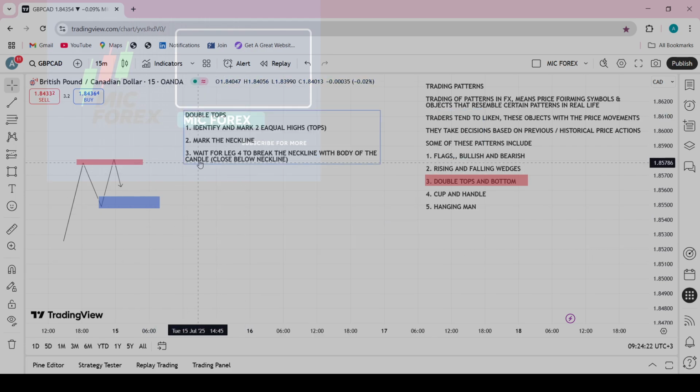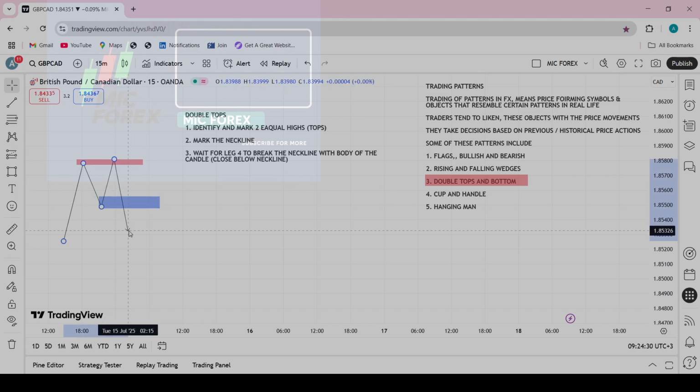So you wait for the leg 4. This is our first leg, second leg, third leg, leg 4. This is now our leg 4, and we are saying we want to see this leg 4 breaking the neckline with the body of the candle. In other words, close below.